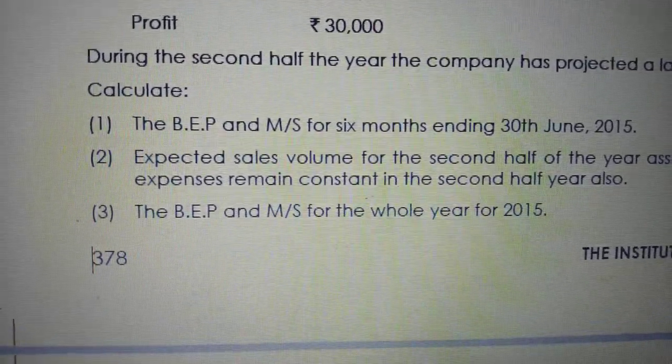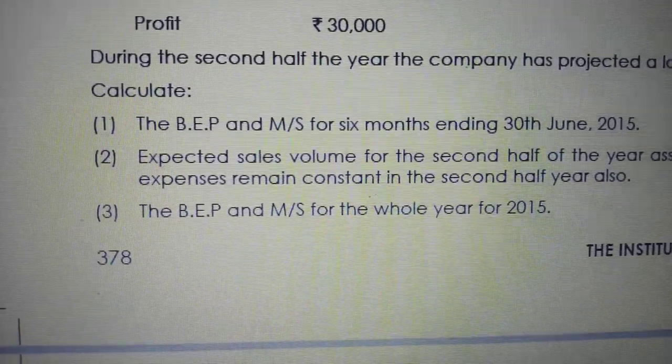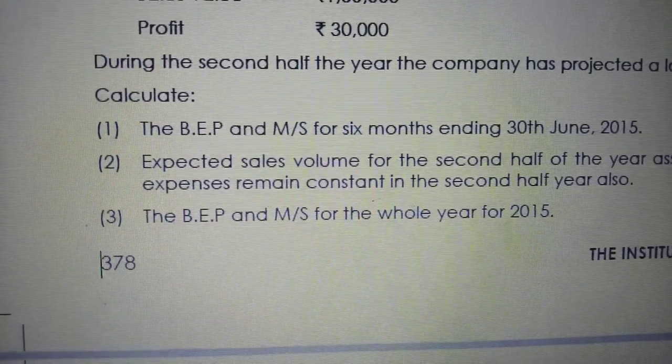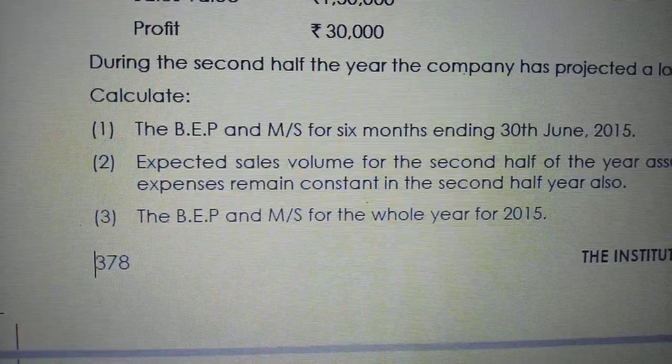So first we will complete the first half year: first half year break-even point and first half year margin of safety. Then we will work out the second half year. So first, just think about the first half year. First half year information is given in the question. What are the things given?